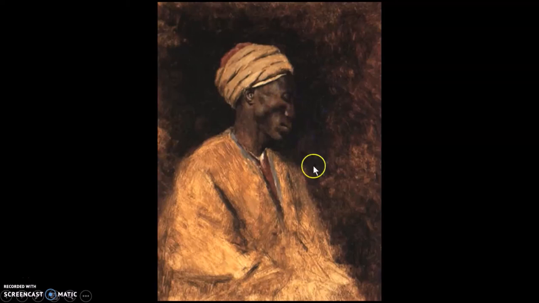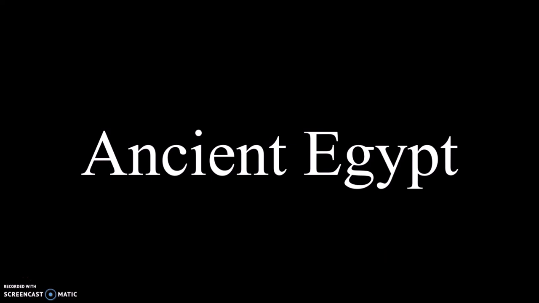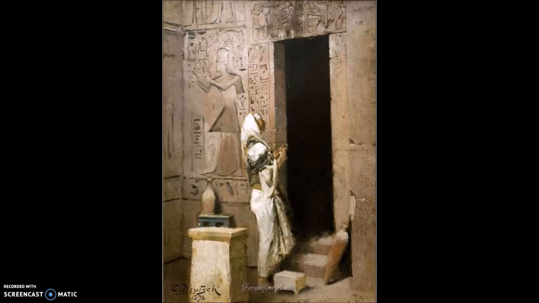Now we come to the last section connected with ancient Egypt. And actually, it is only one painting. Here we have this painting under the name Egyptian Priest Entering a Temple, dating back to 1892. Here we can see the signature of Ludwig Deutsch and the date 1892. And here we have this image Ludwig Deutsch imagined of an Egyptian priest and how he dressed entering a temple.